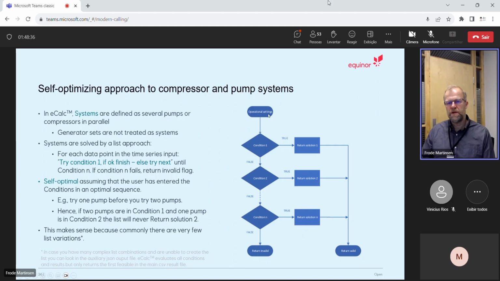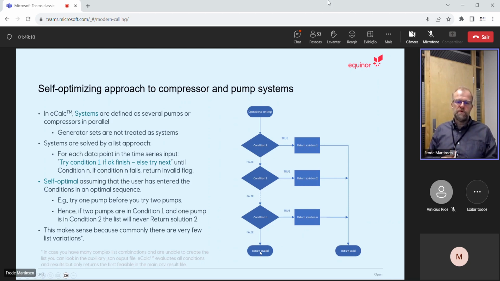So if you put this in here, try condition one. Is it able to solve it with, let's say, one pump? Well, true, return the solution, I'm finished, and I return a valid flag. But if one pump is not enough, it's false, so let's try two pumps. If that is okay, return the solution with two pumps, and I finish. And it goes on until the last pump, and if that fails, it gives up. I say, sorry, can't solve it.